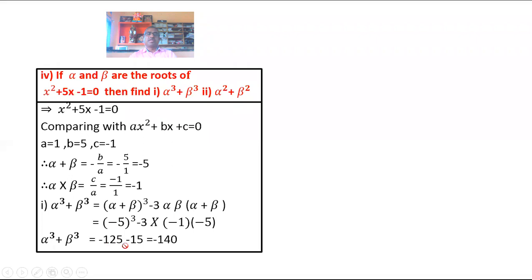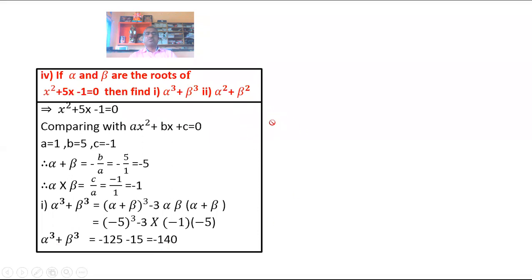Minus 125, minus, this minus minus plus, multiply minus, then you get minus 3 times 5 are 15. Minus 125 minus 15 is equal to minus 140. This is the value of alpha cube plus beta cube is equal to minus 140.